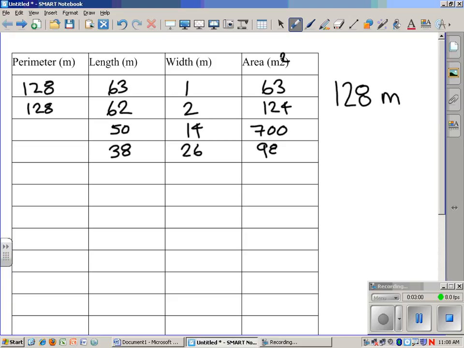988 meters squared would be our area. So we're still growing. I know you want to jump up to 32, but how about we jump up to 30? Okay, with a width of 30, the length would be 34.